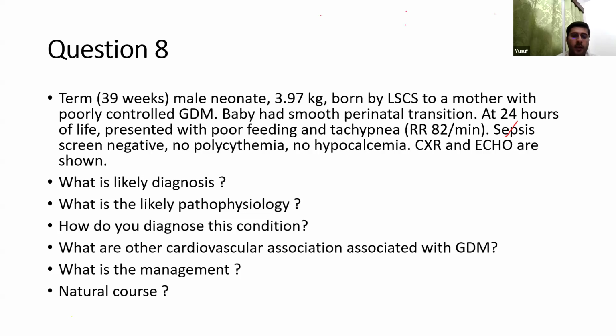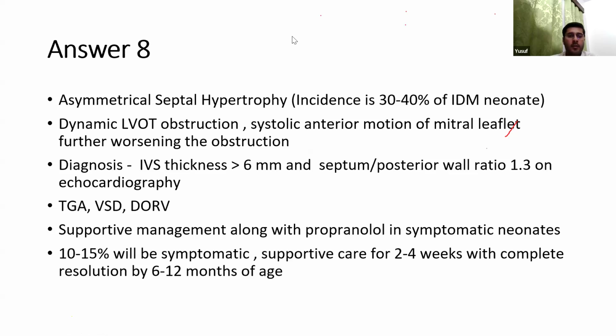So, how would you manage? And what is the natural course of this disease? Very good, beta blockers. Propranolol. Would you give inotropes in this condition? No. And what is the natural history? It is basically a self-resolving condition, so you just have to provide supportive management. If the LVOT obstruction is causing symptoms, then you can consider propranolol. So this is asymmetrical septal hypertrophy.